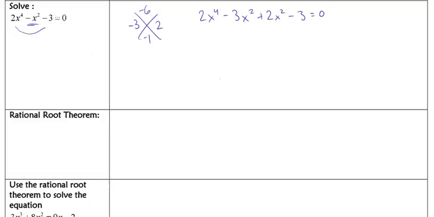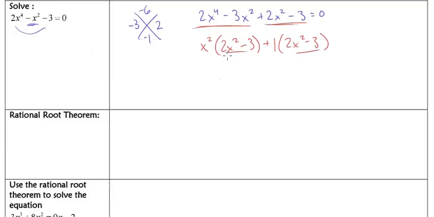And now we can solve by grouping. So what can I factor out of these two terms? Well, I can factor out x squared. And so I'll end up with x squared times 2x squared minus 3. And then what can I factor out of these two terms? Well, just a 1. So plus 1 times 2x squared minus 3. And that gives me the same terms here.